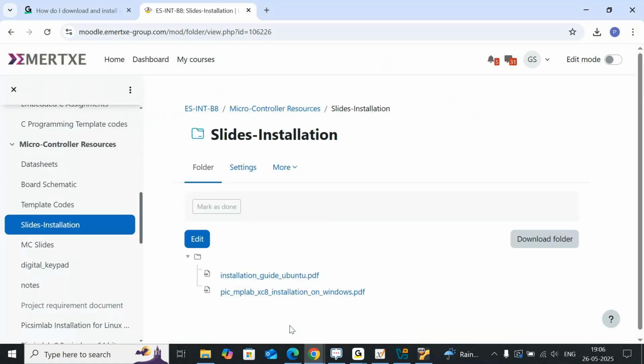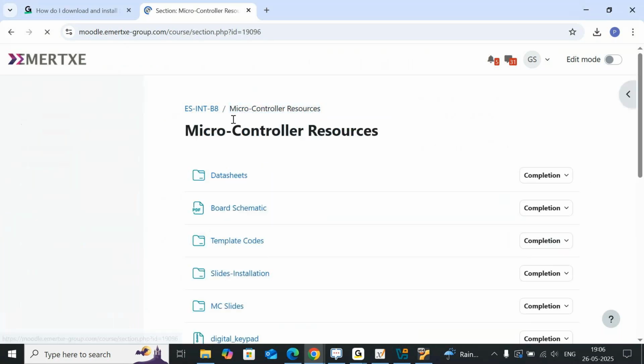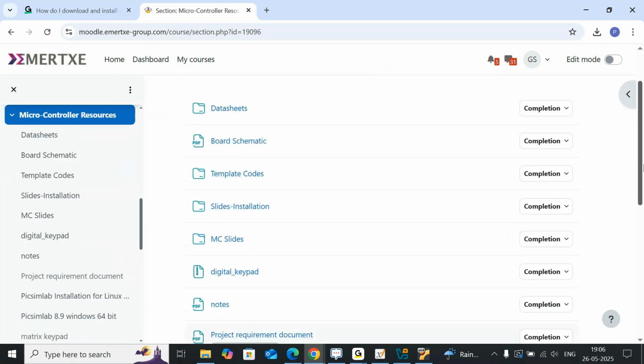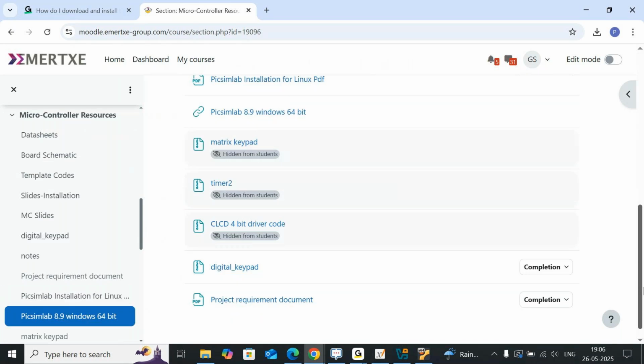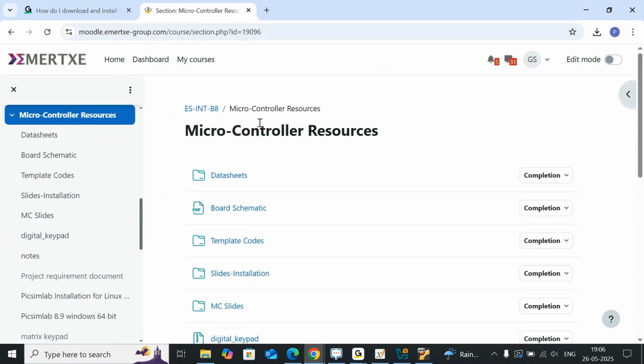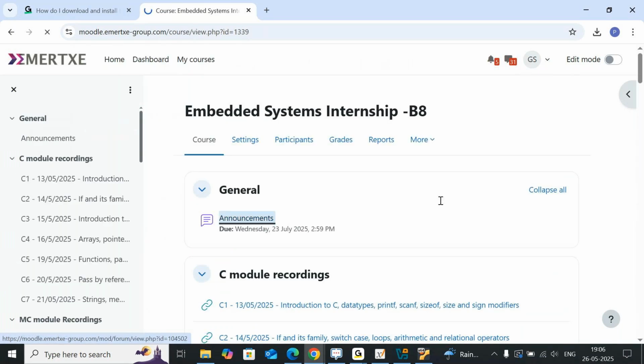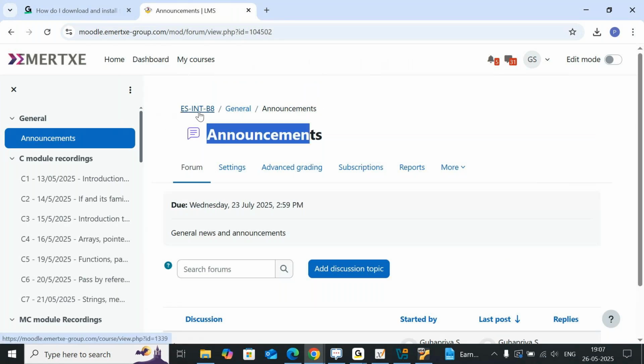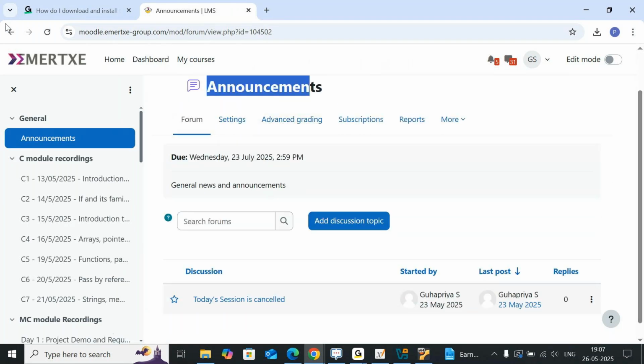In the LMS, I hope everyone has got access. Under the microcontroller resources, you can download datasheets. I would ask everyone to download the datasheets, both of them, and some template codes are also there. You can download all the documents under this microcontroller resources. Any announcement regarding the class, any information, test or submissions, we will post in the announcement section. You will get mail also via this LMS, so you can check your mail regarding any announcements.